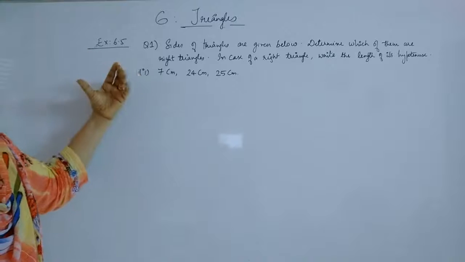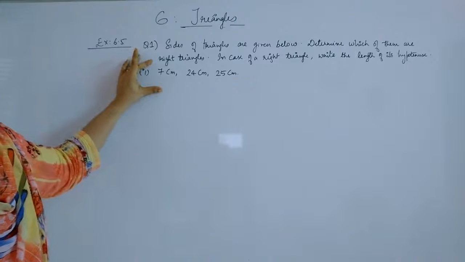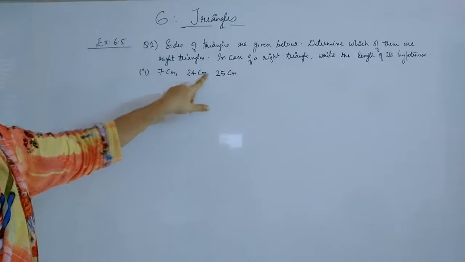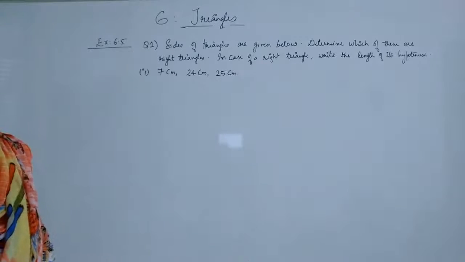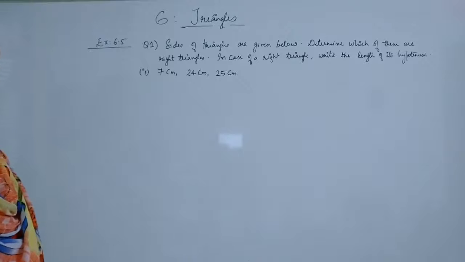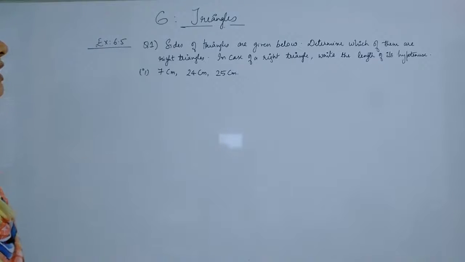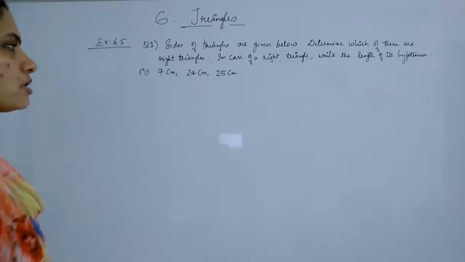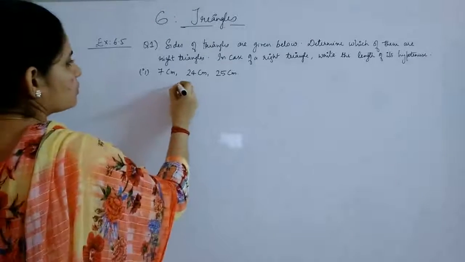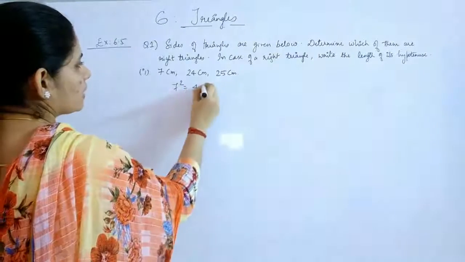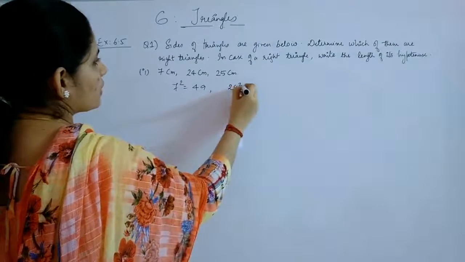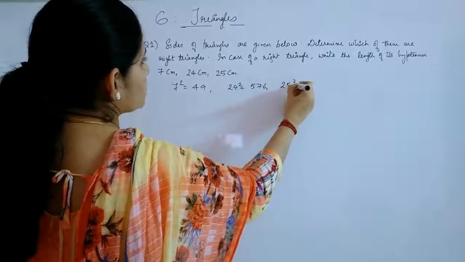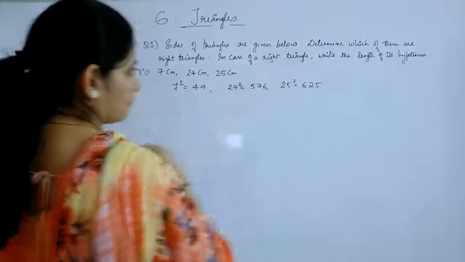is, we have to check whether they are forming the sides of a right angled triangle, and the sides given are 7 cm, 24 cm and 25 cm. So the first thing which we will do is, we will just take the squares of all these three sides and we will find out the connection relating the Pythagoras theorem. Okay, so you know that 7 square is 49, 24 square is 576 and 25 square is 625.